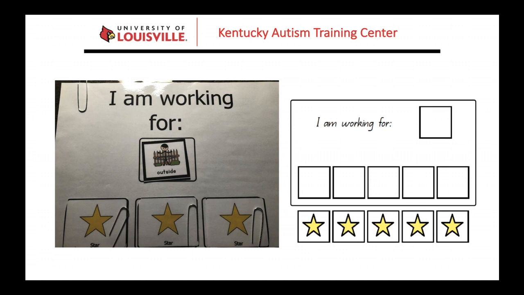The key components to a token chart are: 1, a box that indicates what the individual is working for. This can be an item or activity. And second, it includes a number of boxes that an individual will be earning tokens. The example on the left indicates that the individual has to complete 3 activities to access the reward. The example on the right indicates that they need to complete 5 activities to access the reward.